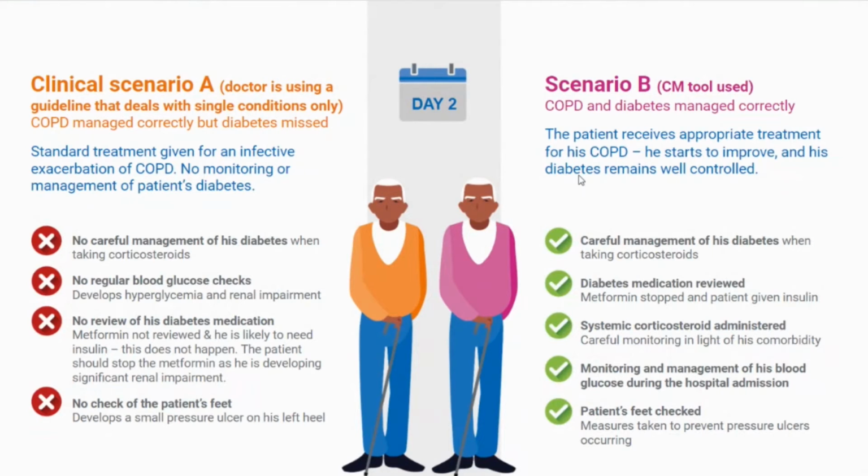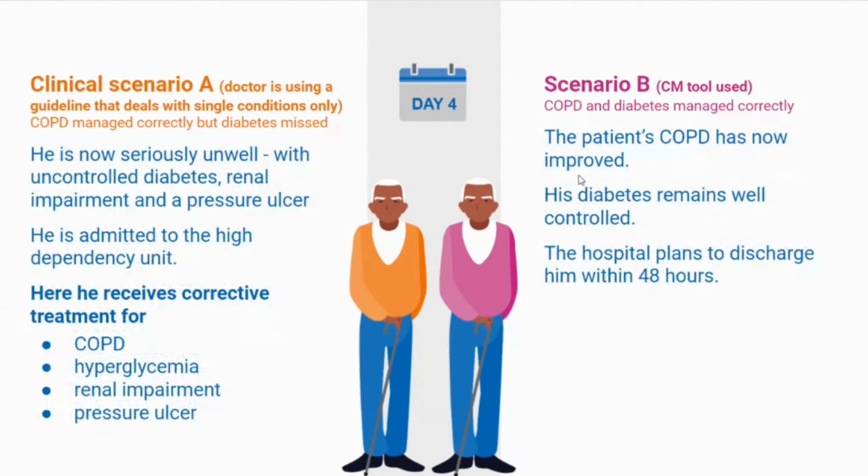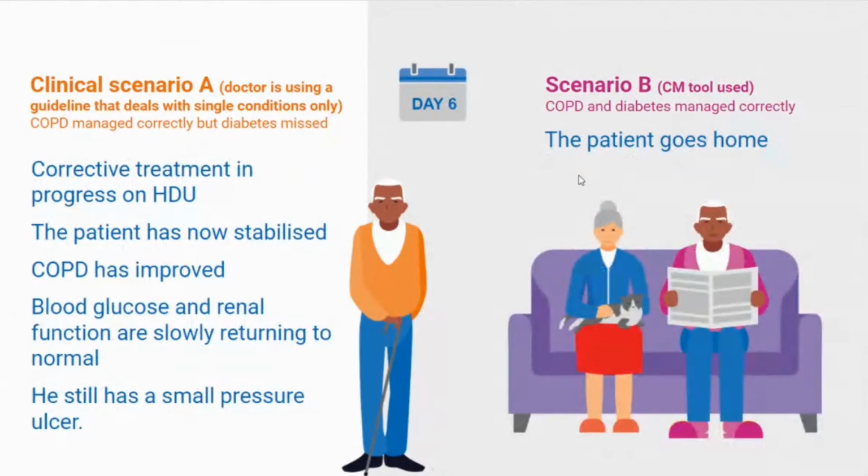These are all too common problems which those of us who work or have worked in the hospital setting will recognize very well. And so within a few days, one patient is starting to improve and you're planning to discharge him home. The other patient, you're planning to discharge him to the high dependency unit with uncontrolled diabetes, renal impairment, and a pressure ulcer. Now, it is possible to rescue these patients and to enable these patients to recover, but so much better if this weren't to happen in the first place.